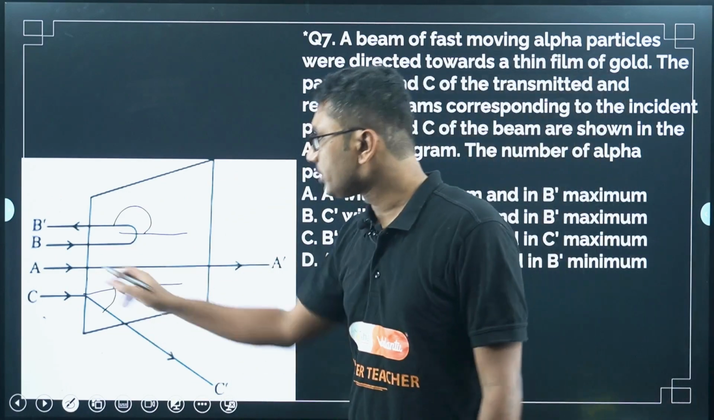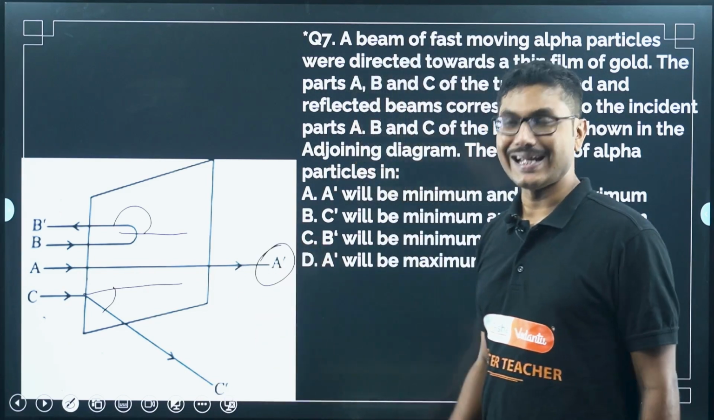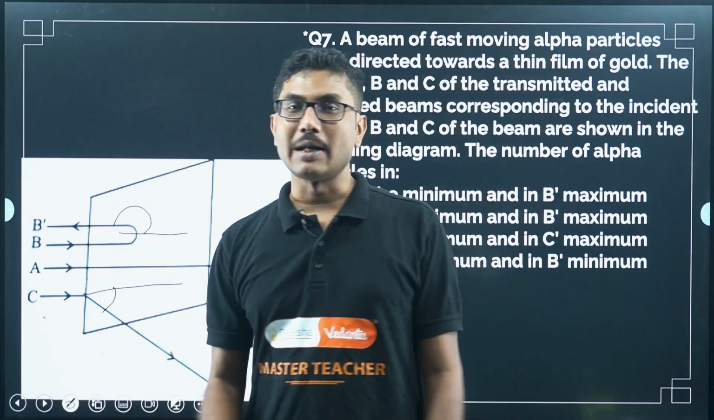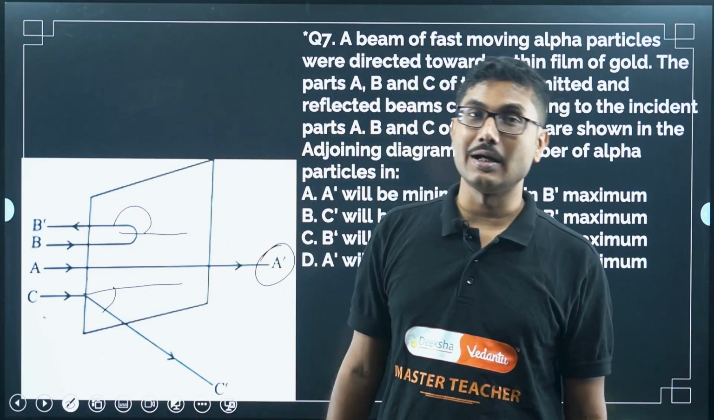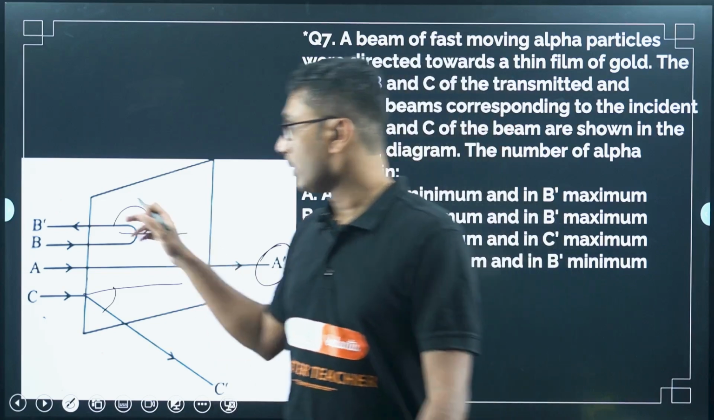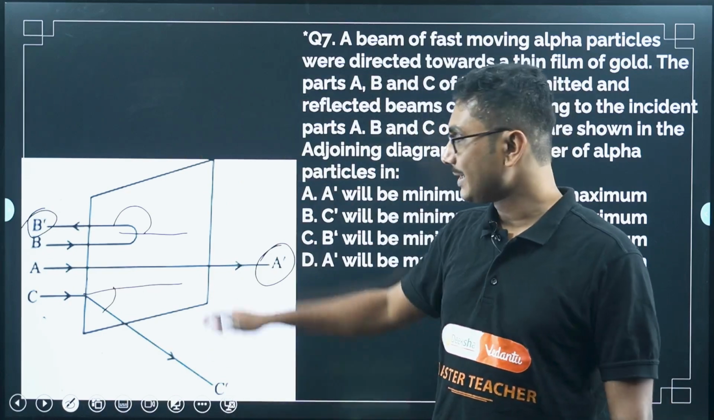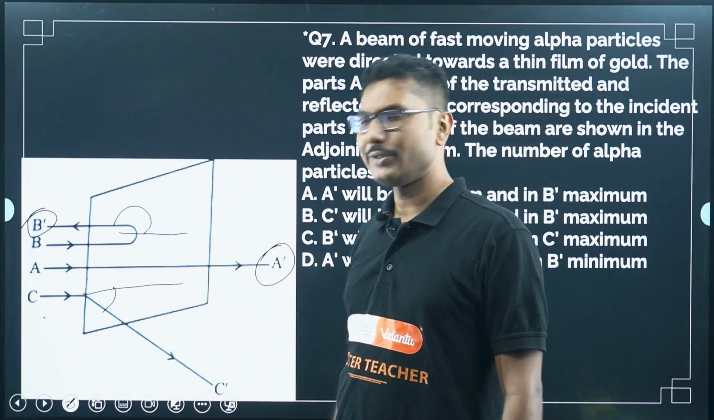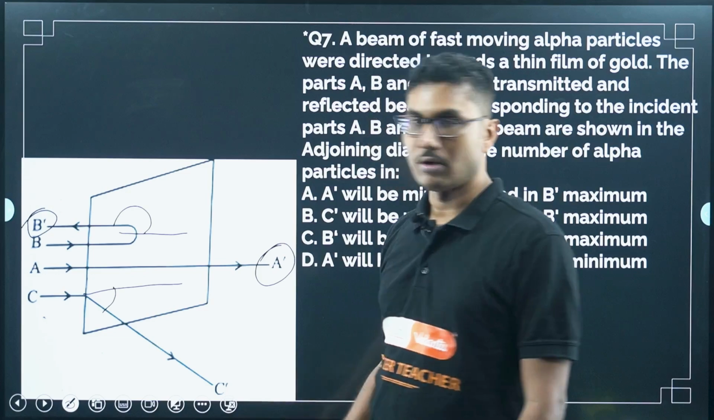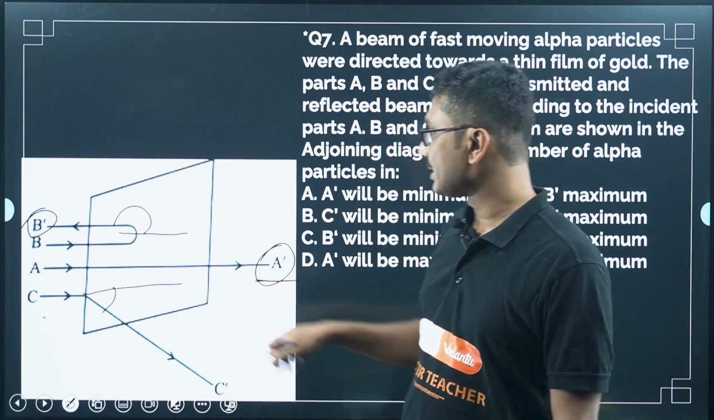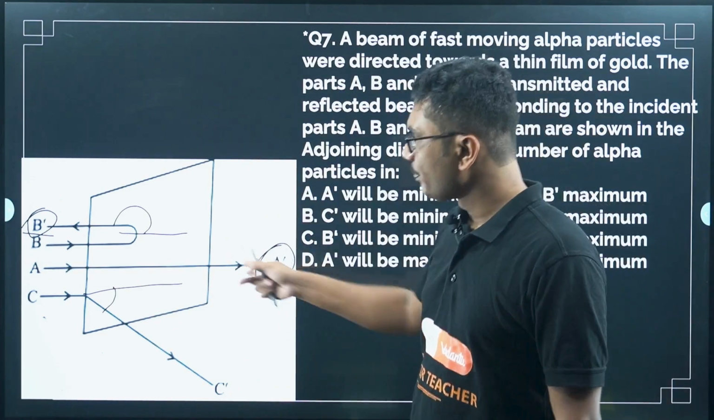As we know, most alpha particles go without any deviation. So the most alpha particles will be in A dash. The least number, 1 in 8000, goes more than 90 degrees, and for 180 degree deflection it is 1 in 12,000, so it is very, very less. Some 0.14% go more than 1 degree, so it will be like 1 in 3000, 1 in 4000, which is also very small. So this is the largest, this is the smallest, this is in between.